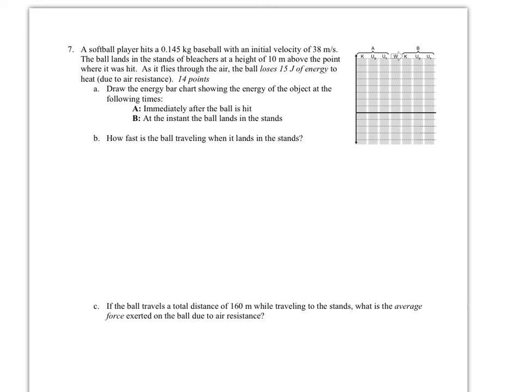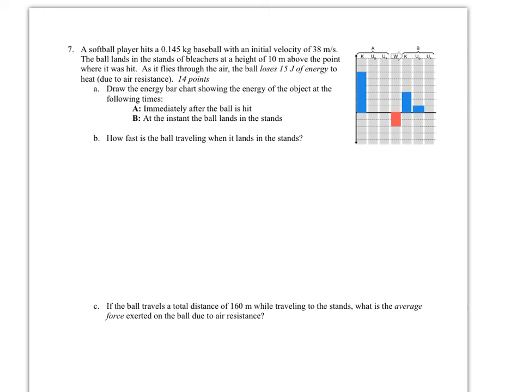So we're starting with kinetic energy because initially we're moving. When we get to the end, we're going to have kinetic still because we're still moving, and gravitational potential because of this height piece. But in between, we're going to have some work being done, and that work is actually going to be negative here because we're losing energy. All right, so that's what our bar chart would look like.